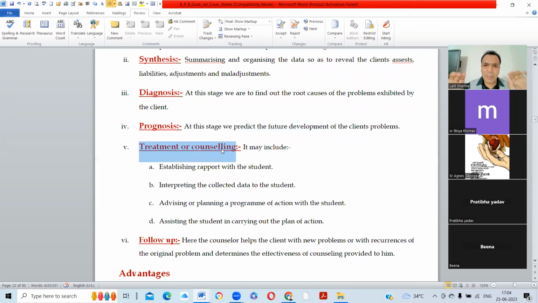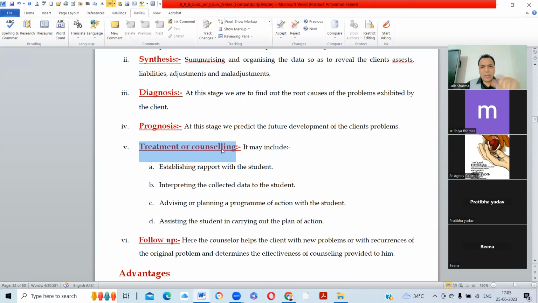ठीक हो गया? Means under the approaches of counseling, you have to talk about three types of counseling. One is directive, non-directive, eclectic. Okay. For every three types of counseling, you have to talk about assumption, then steps, then advantages, disadvantages. ठीक है? तो almost same ही है सारी चीजें.